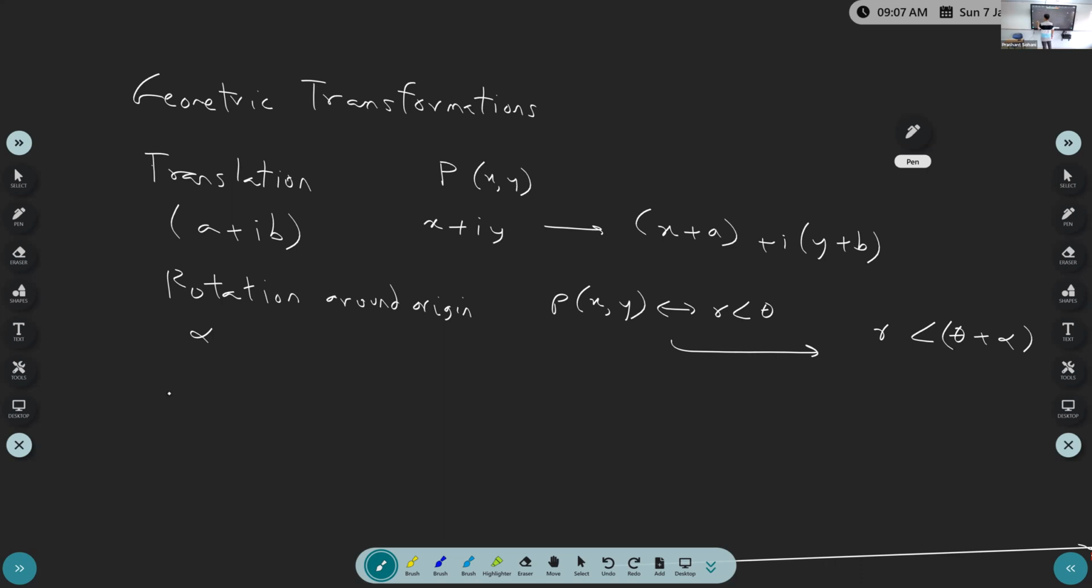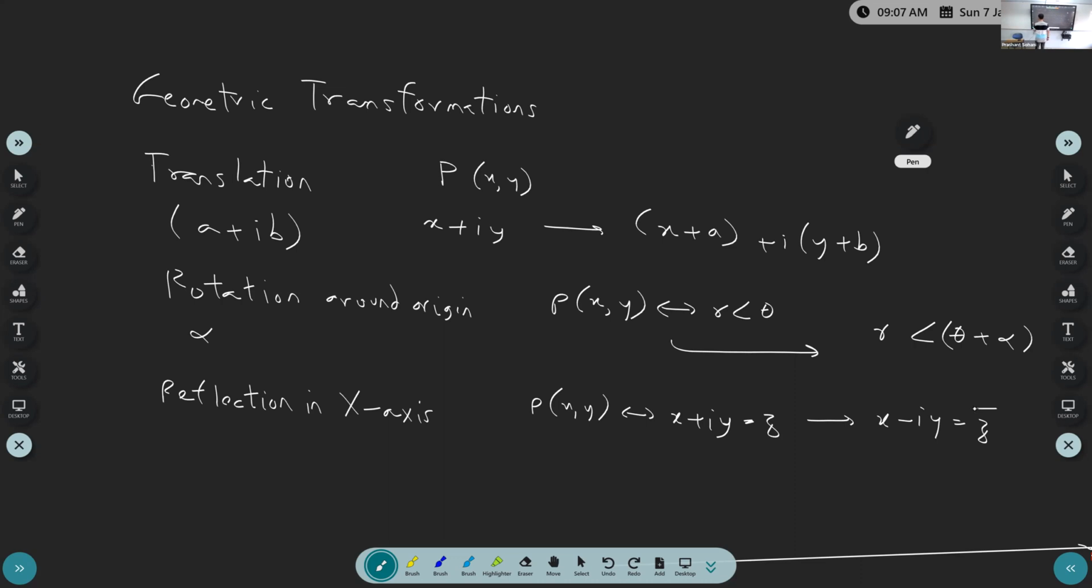Then we also saw reflection in the x-axis, and that doesn't require any parameters because we already said that we are reflecting in the x-axis. So there, the point x comma y, which we denote as x plus iy, or if I denote it as z, then that becomes x minus iy, which we call z bar, the conjugate of z.